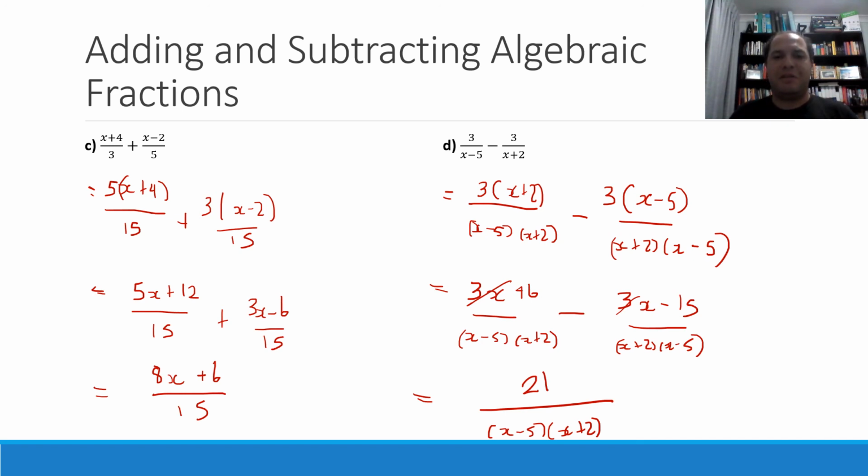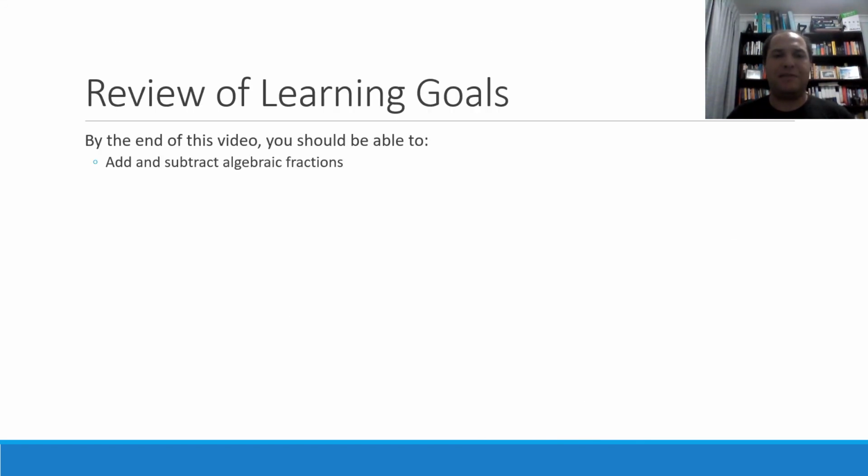So students, once again, we're just finding that lowest common denominator, or just finding any common denominator by multiplying those denominators in both our fractions together and doing the same to top and bottom. Alright, so by the end of this lesson, you should be able to add and subtract algebraic fractions.